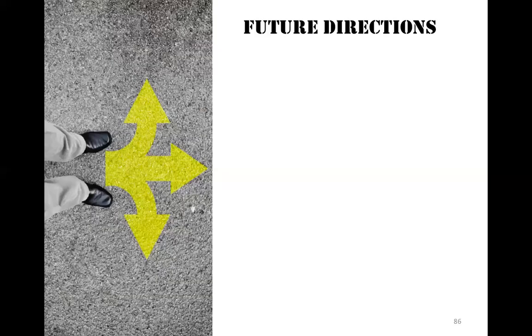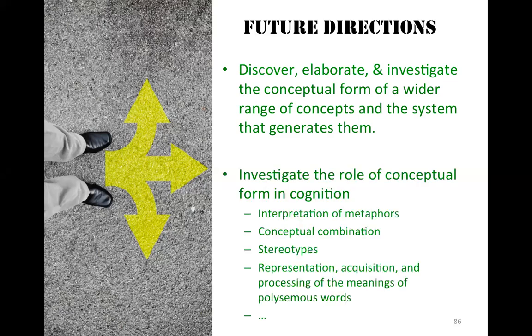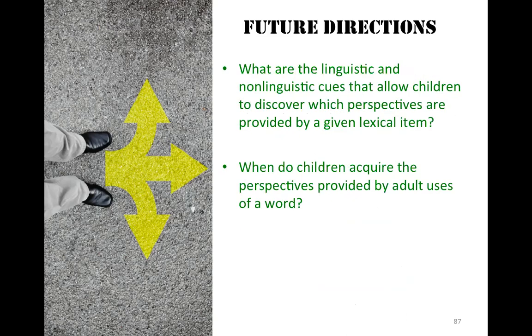And in future work, we're hoping to continue to discover, elaborate, and investigate the conceptual form of a wider range of concepts and the system that generates them. We've also already started working on investigating the role of conceptual form in various aspects of cognition, including the interpretation of nominal metaphors. Paul Howard is doing work on the role of conceptual form in conceptual combination. And we think it's going to provide new insights into the representation of stereotypes and also the representation, acquisition, and processing of meanings of polysemous words, systematically polysemous words.